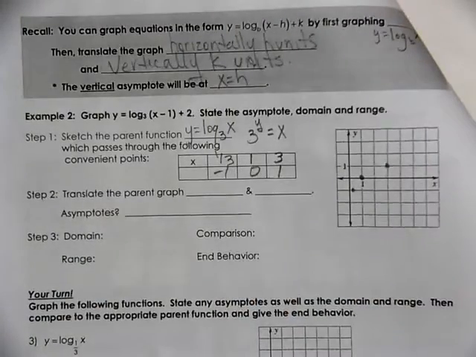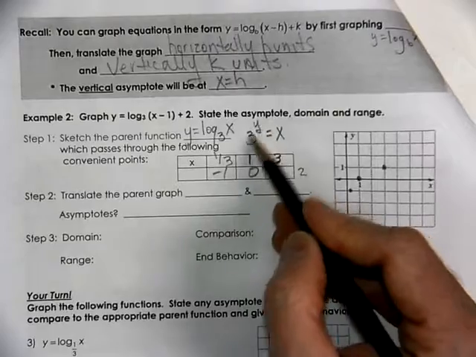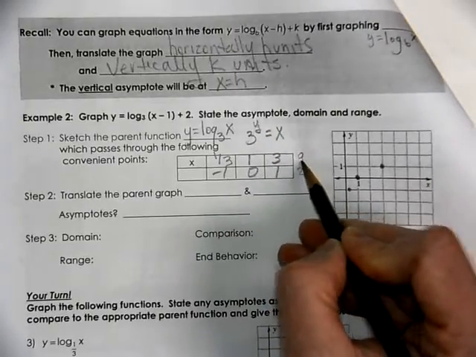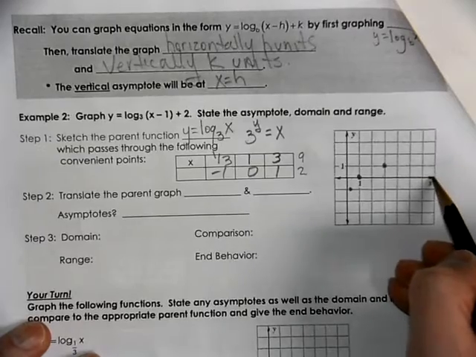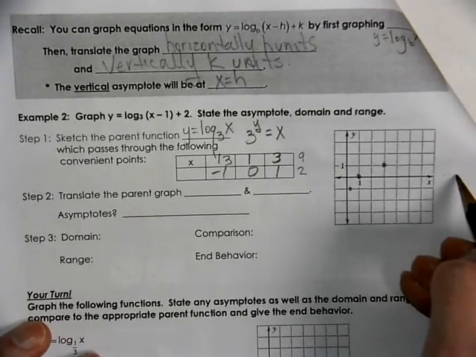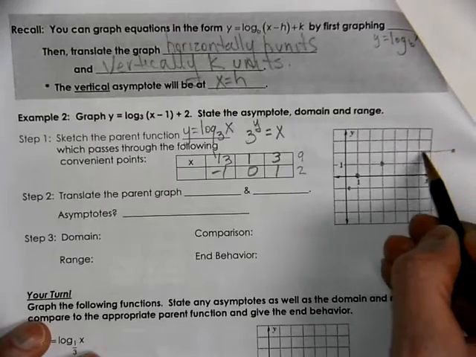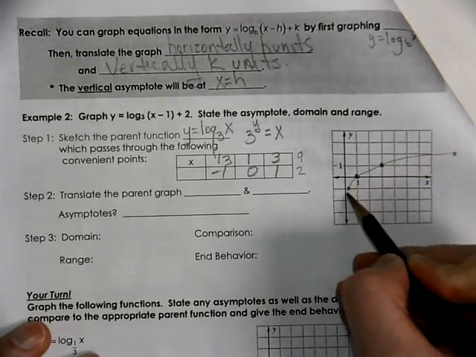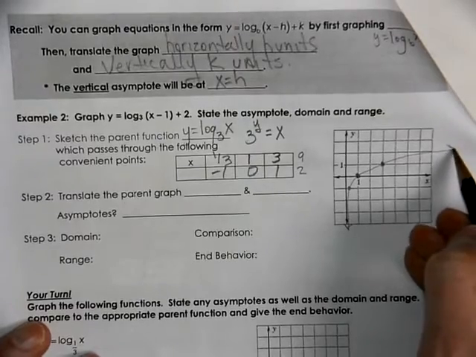Now we can continue this. We can put a 2 in for y, and we can square the 3. That would be out at 9. 1, 2, 3, 4, 5, 6, 7, 8, 9. And that would be up at 2. So that gives you an idea of how to draw in your logarithm.